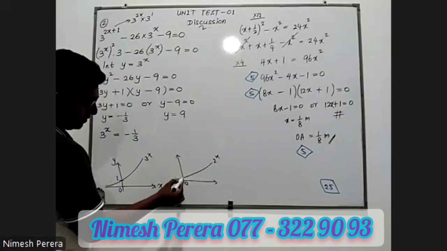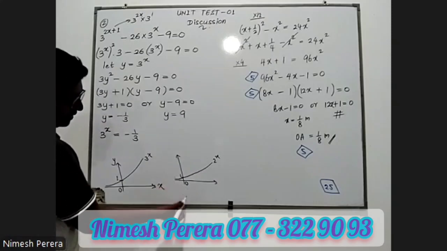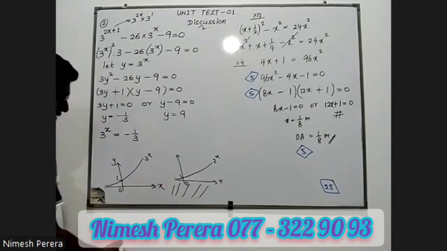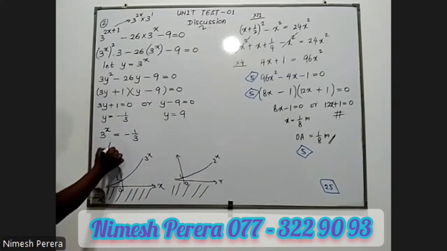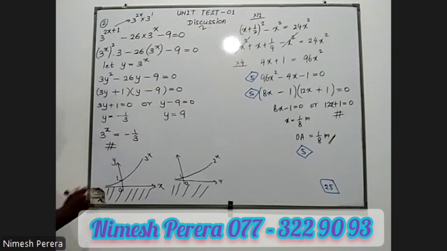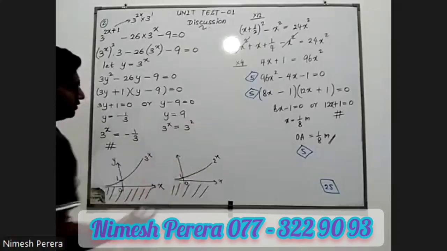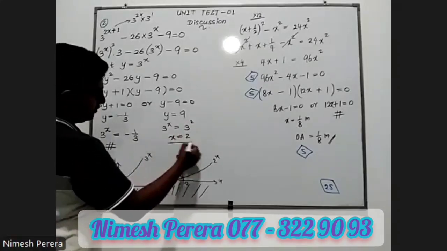When x is equal to 0, the function value is 1. So it cannot be in these quadrants. The graph does not belong to these negative quadrants. So this can't happen, contradiction. You can't simplify this further. Here you can simplify. 9 can be written as 3 to the power 2. That means x is equal to 2.